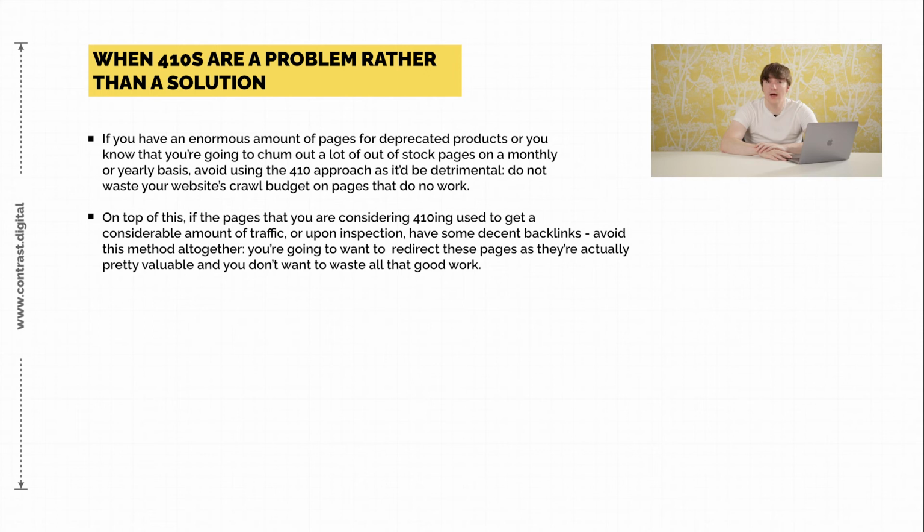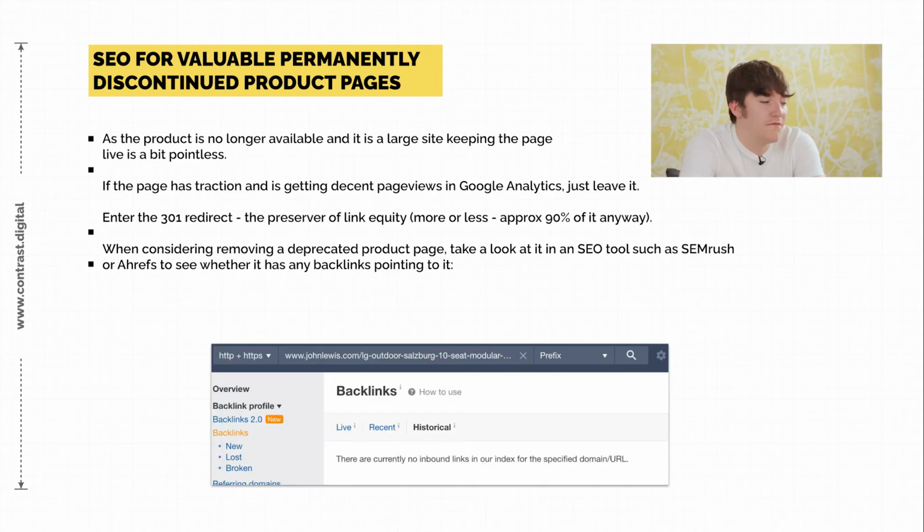You might want to consider redirecting them instead. So let's dig into the workflow now for a permanently discontinued product page. First of all, we need to establish what's the size of the site. Are we a small one or are we a large one?